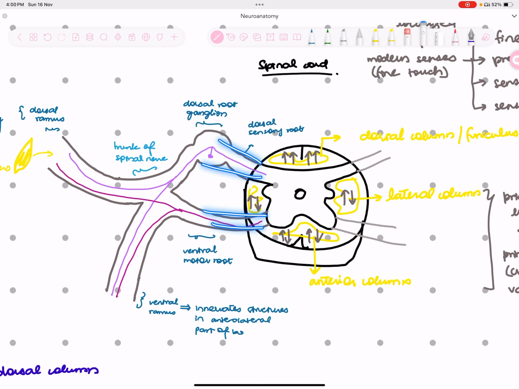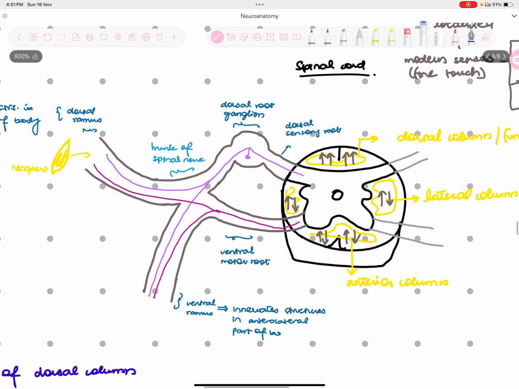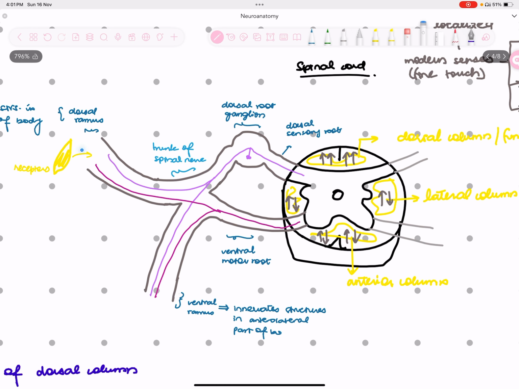Now you need to know the roots. This is the ventral motor root and this is the dorsal sensory root. The dorsal root also has a ganglion, the dorsal root ganglion, so the cell body resides outside the spinal cord. For example, if this is your receptor organ, any information coming from the receptor is going to come here and ultimately go through the dorsal root ganglion into your spinal cord via the dorsal sensory root. So any information that's coming goes to the dorsal sensory root. This is the ventral motor root.